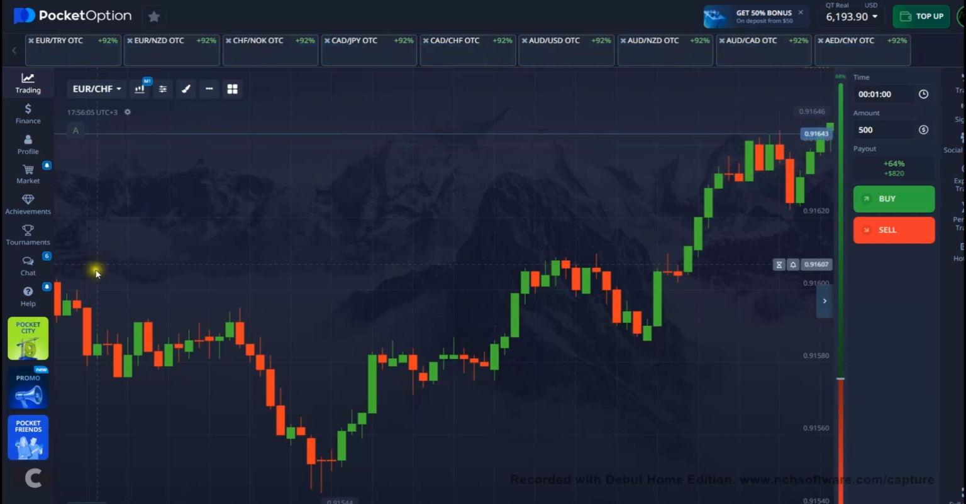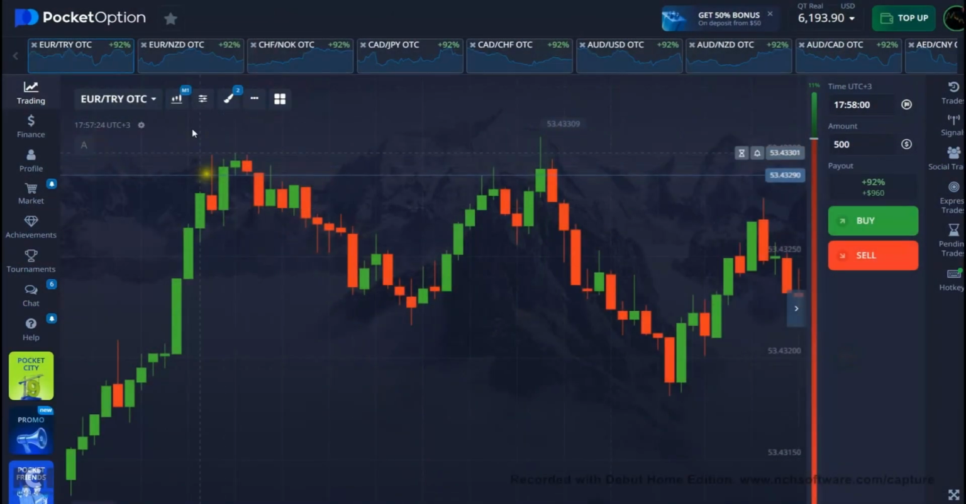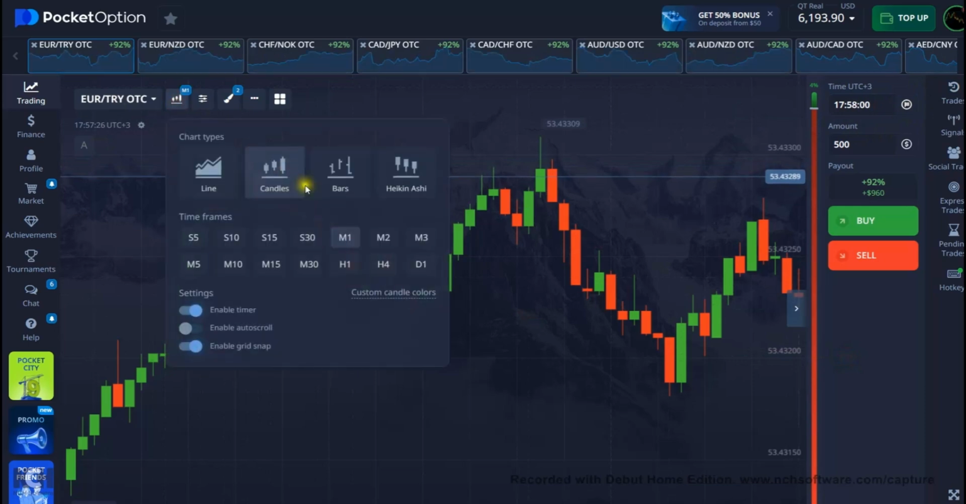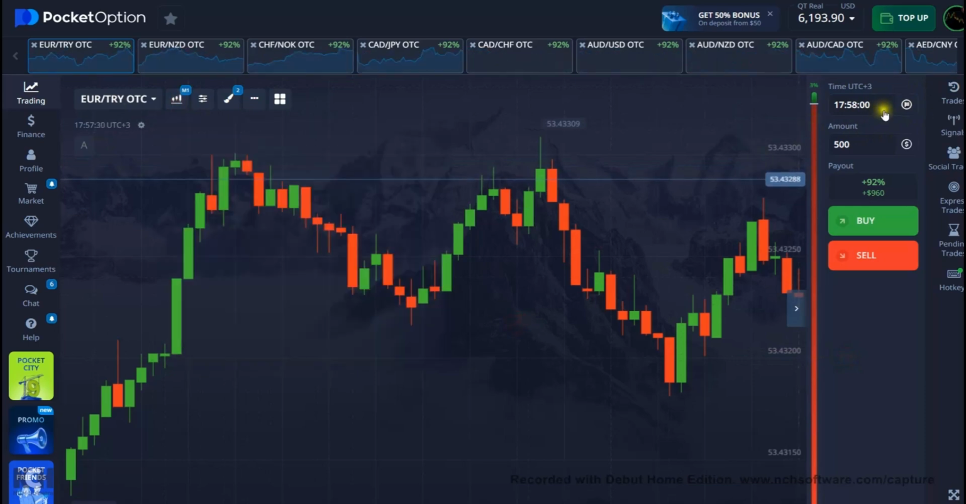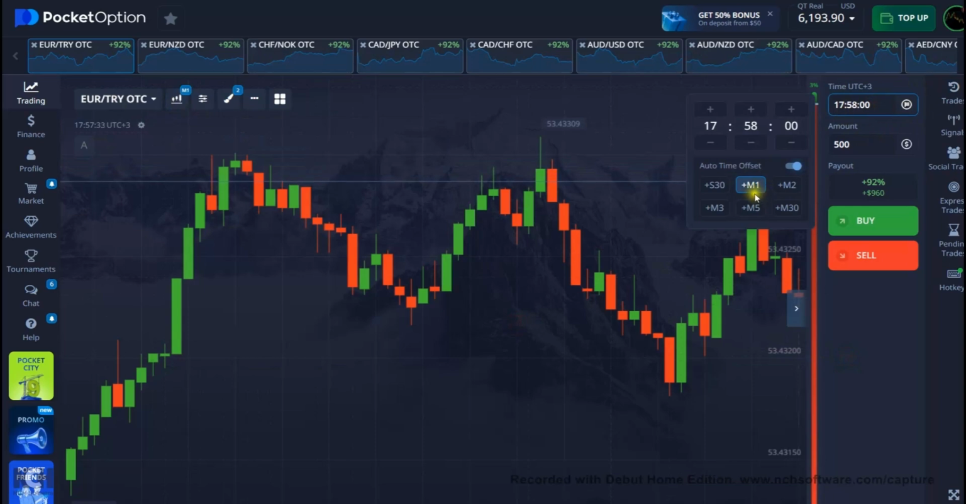So let's get to the settings. Okay, let's go through the settings really quick. First, I'm using 1 minute time frame. We'll also use 1 minute expiration. So each and every single trade is 1 minute, and we are using flag mode.